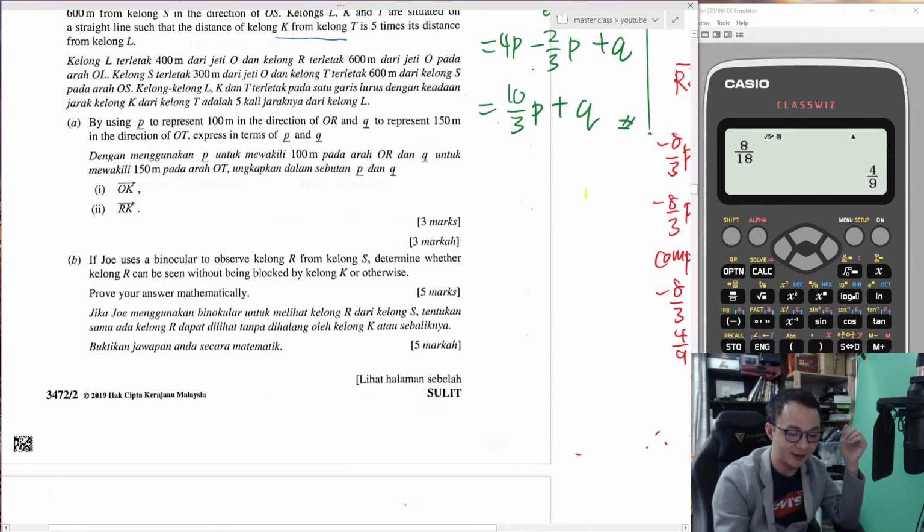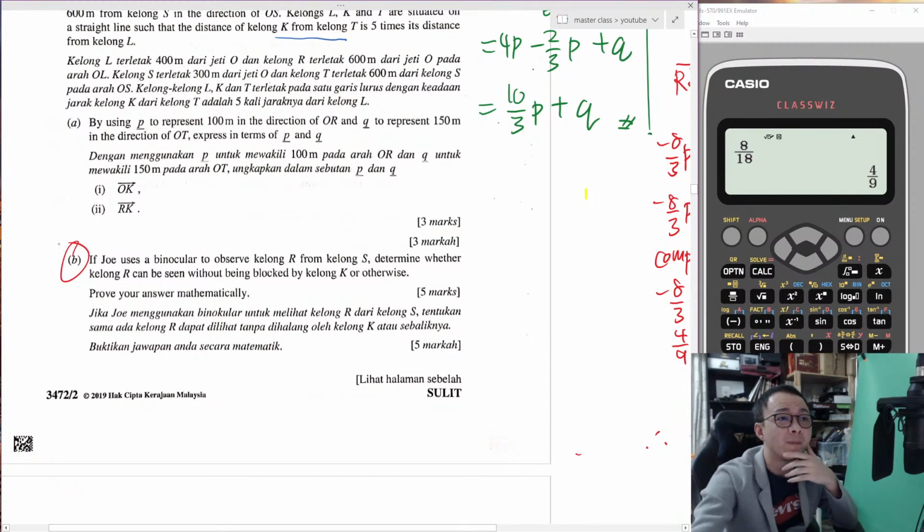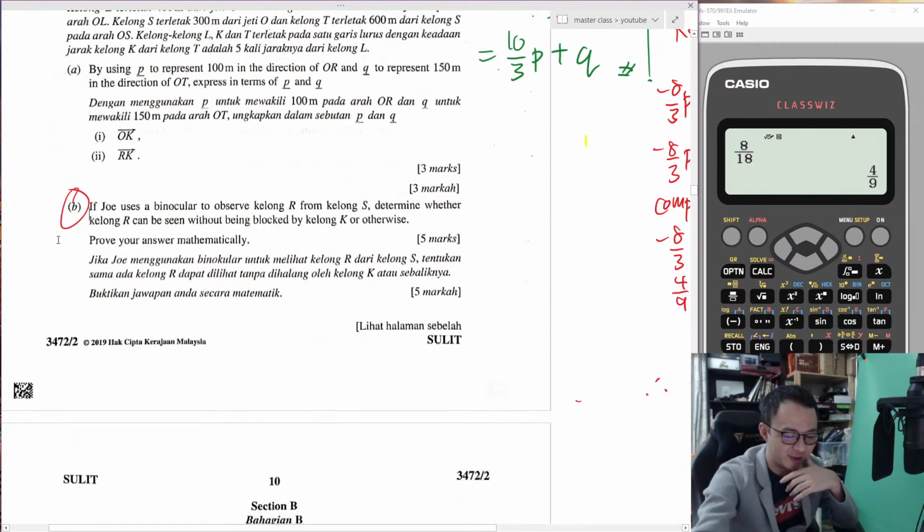Okay, so yeah, this is how you get a 5 mark here. Anything want to ask me? If not, I will go to section B.